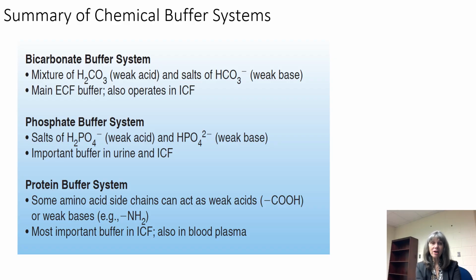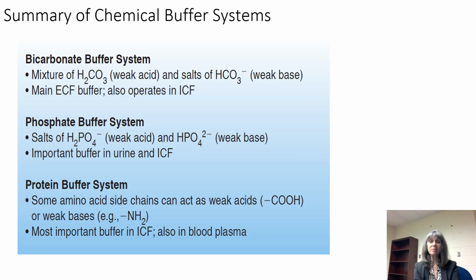Here's a quick little summary of the chemical buffer systems. Remember that the bicarbonate buffer system is a mixture of carbonic acid, which is a weak acid, and the salts of bicarbonate, which is a weak base. It's the main extracellular buffer, but also operates in intracellular fluid. Phosphate buffer system, we've got salts of dihydrogen phosphate, which is a weak acid, and monohydrogen phosphate, which is a weak base, and that's important for buffering in urine and intracellular fluid.